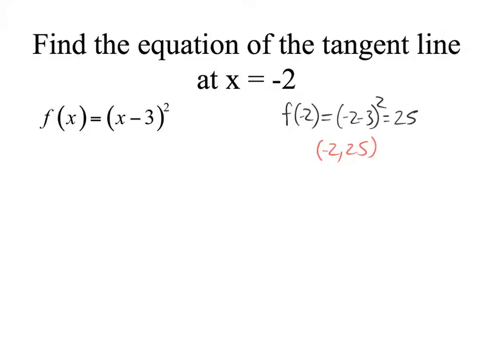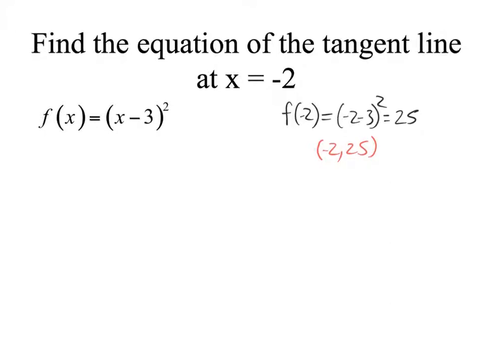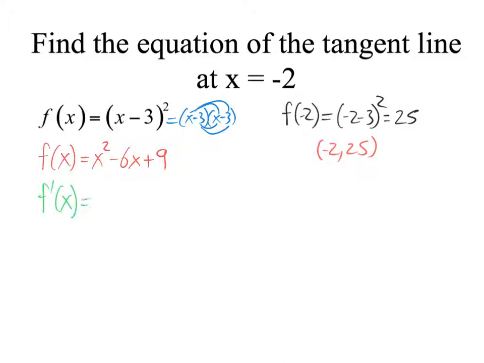That is a coordinate, that is a dot. We now want to find the slope at that point and put those together to make an equation of a line. So next step is I want to find the slope at -2. To do that, we are going to have to do this first, x minus 3, and you're going to want to do the FOIL to get that into a polynomial shape. So when we do that, we have f of x equals x squared minus 6x plus 9. Now we're going to take its derivative. F prime of x is equal to 2x minus 6.